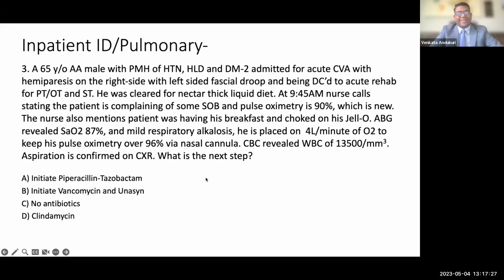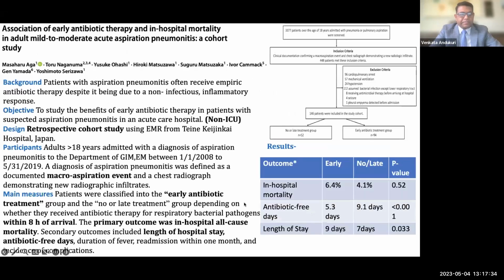Okay, I think all the hospitals are up to date on this one. Very good, guys. So no antibiotics is the right answer.